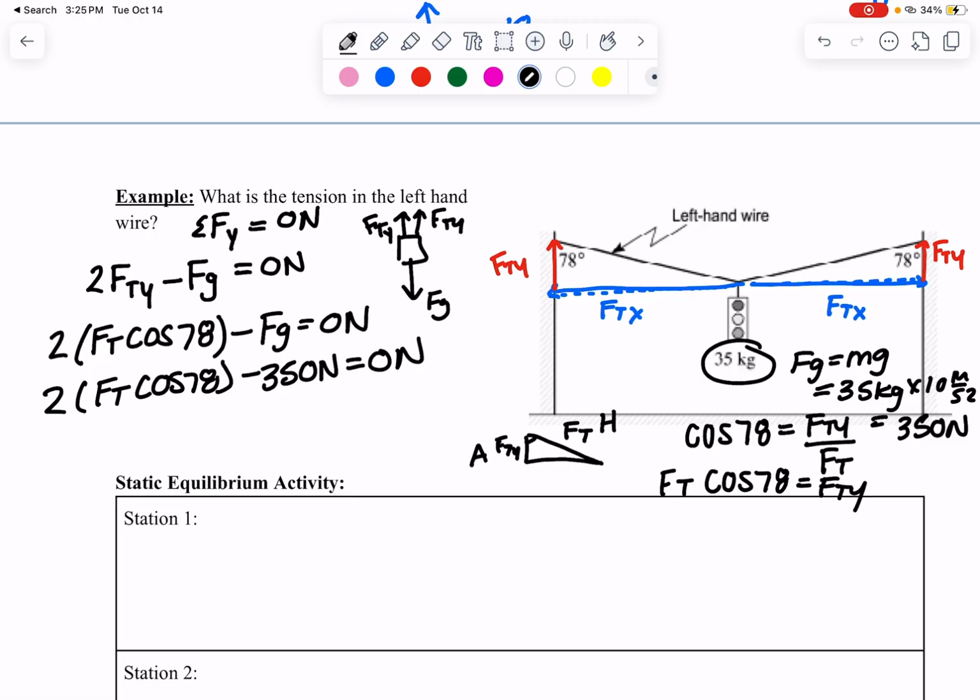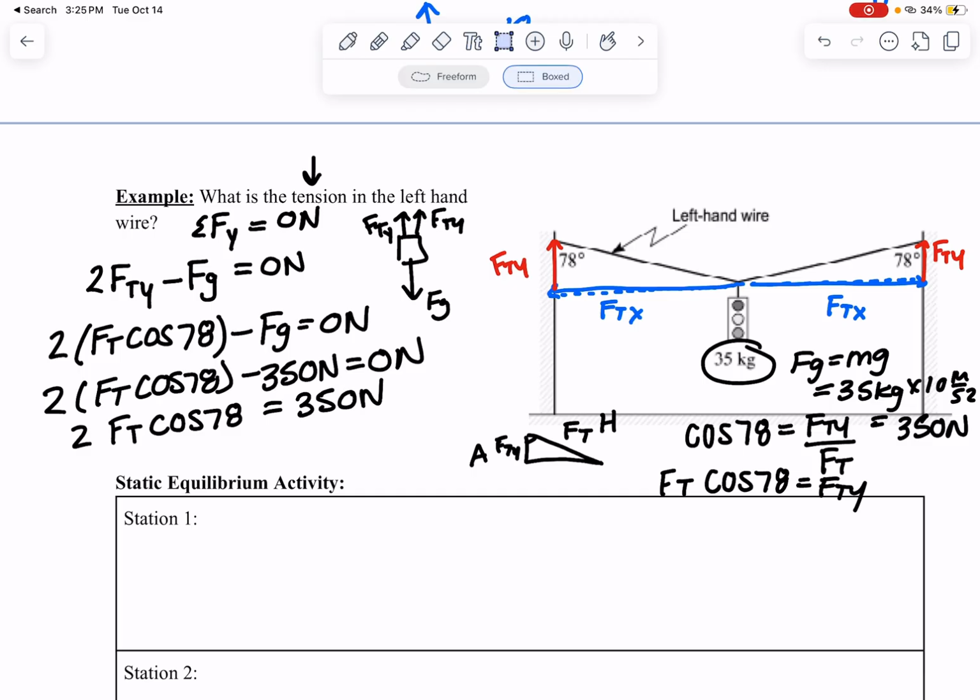Now I'm going to go ahead and start to solve for FT because it's asking me right here for the tension in the left-hand wire. We'll know that the tension in both of these will be the exact same because it has the same angle. So now I have 2 FT cosine of 78 equals 350 newtons.